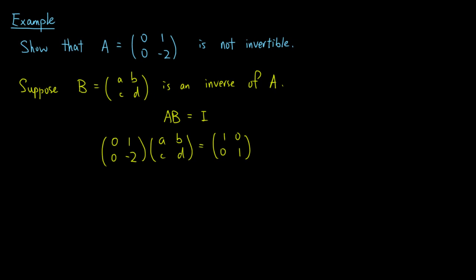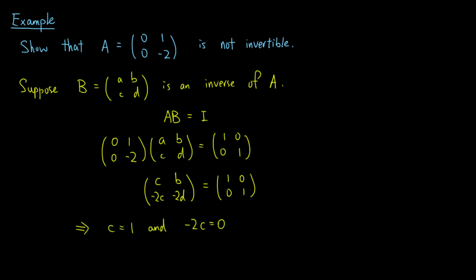So the matrix 0, 1, 0, -2 times the matrix a, b, c, d equals the matrix 1, 0, 0, 1. The left-hand side is the matrix with entries c, d, -2c, -2d. Equating the corresponding entries, we have c equals 1 and -2c equals 0, which is a contradiction. This means that A does not have an inverse, so A is not invertible.